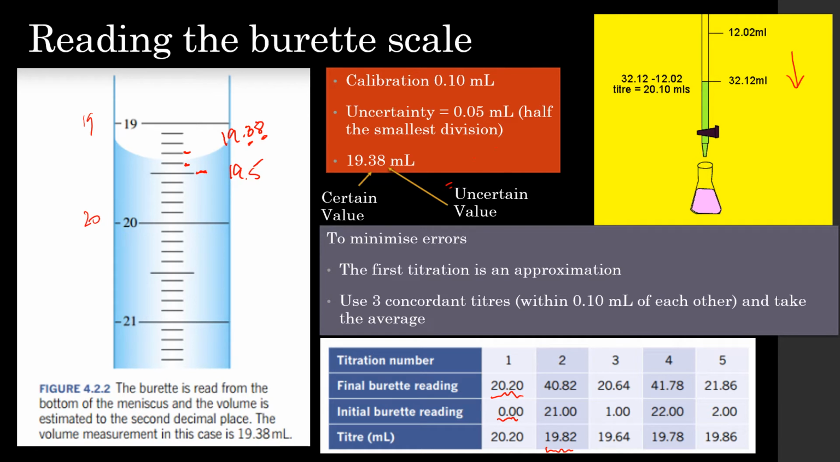Swirling that flask. Now, what we want to do is find 3 concordant titers. So they need to be within 0.1 of a mil. Remember, our calibration is that, so it's just to the level of uncertainty. Let's have a look: 19.8, 19.64, 19.78, and 19.86. So we just find the 3 concordants, and then we take the average. So it's got to be these ones that we use, because this one is not concordant and this one is our estimation.